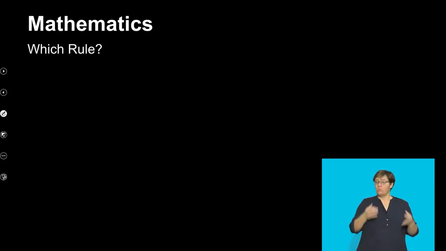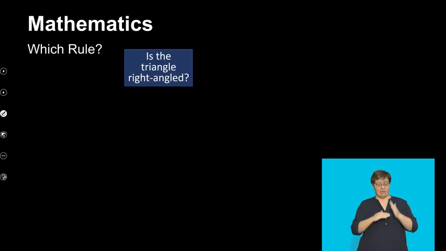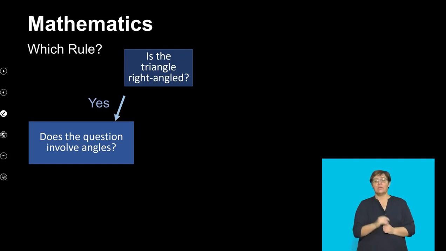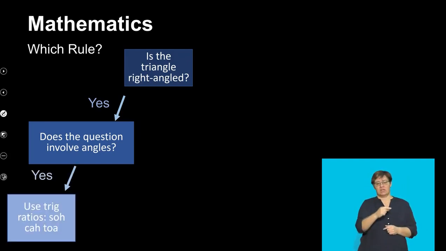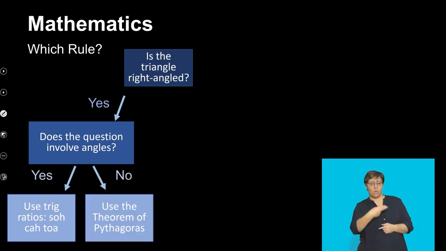And then when we're deciding which rule to use, hopefully you can remember this. We've been through this in the previous sessions. If it's a right angle triangle, then we ask if it involves angles, and if it does, then we use the trig ratios, sine, cos, and tan to solve it. If it involves no angles, it only has sides, then obviously we're going to use theorem of Pythagoras.